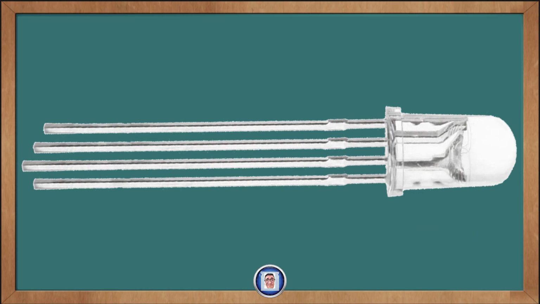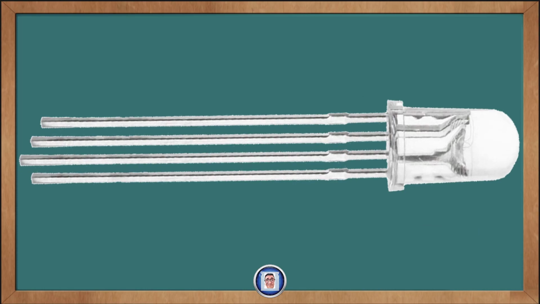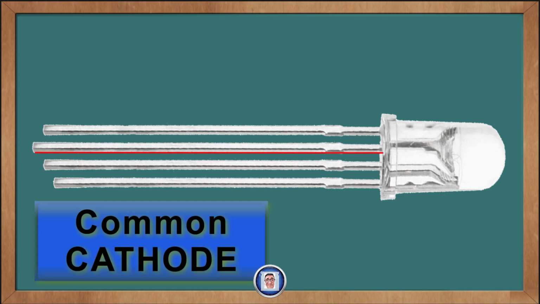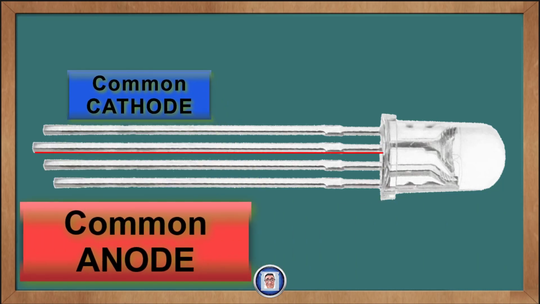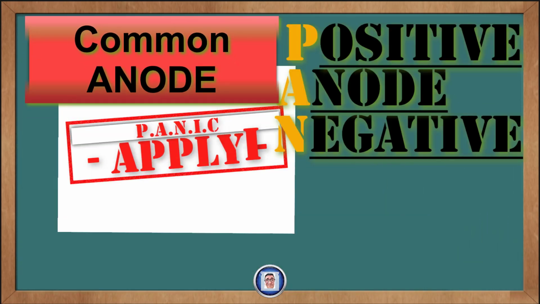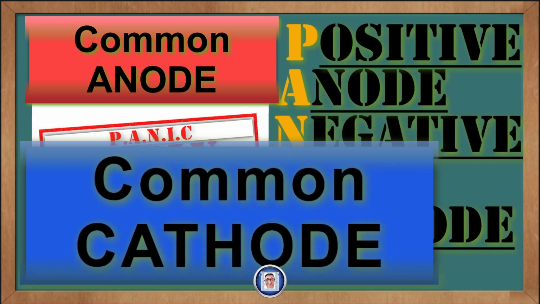The first thing we notice when looking at an RGB LED is that it has 4 legs. We call them leads. 3 of them are for each of the colors, and depending on the type you got, either a common cathode or a common anode. No need to panic, this stands for positive, anode, and negative, cathode.